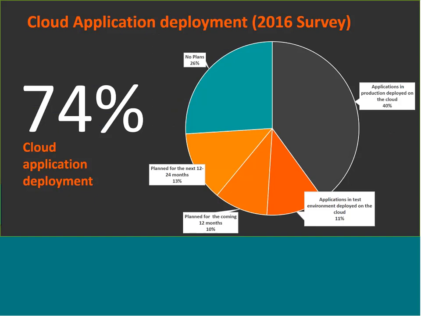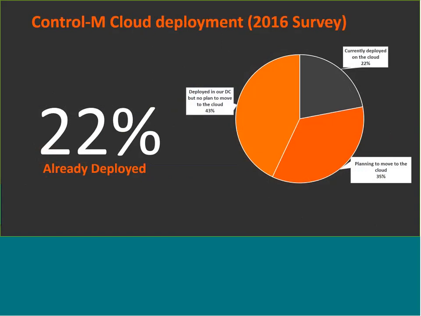74% of our customers said that they have some kind of cloud application deployment. 40% of that 74 actually have applications in the cloud. The rest are either testing or have plans to do that. There's only a quarter of the respondents that weren't sure or didn't know if they had any plans for cloud adoption as well. And then if we look at the 22% that are already deployed, 43% are deployed in their own data centers, but they don't have a plan to move out to a public cloud.